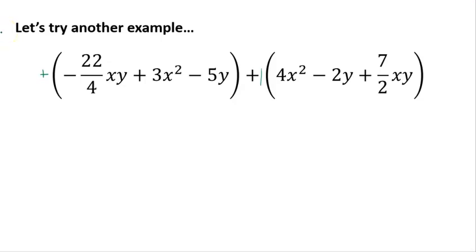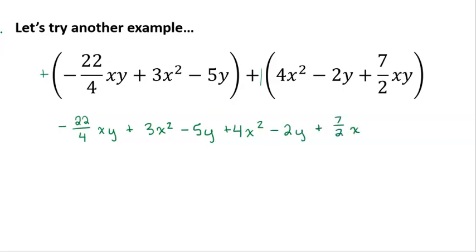So now I have negative 22 over 4 xy plus 3x squared minus 5y. Make that 2 a little clearer. And then that 4x squared is going to remain positive, minus 2y plus 7 over 2 xy. Now I'm going to rearrange and get these like terms together. So I'm going to start out with the x squared.